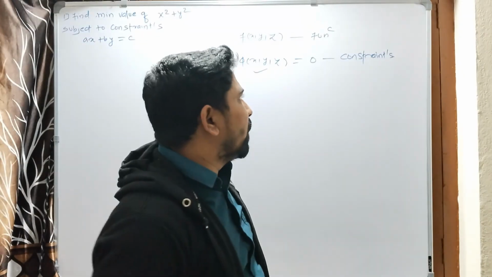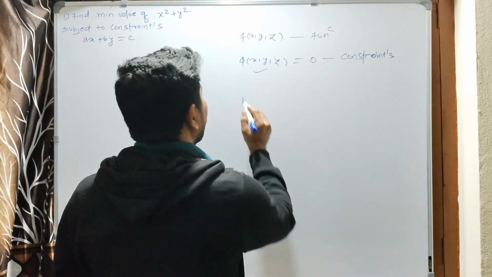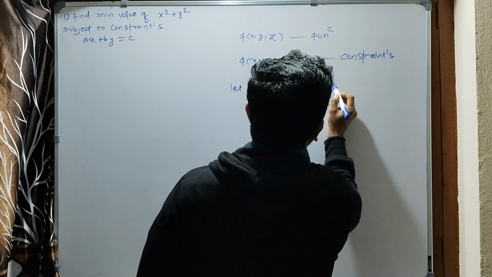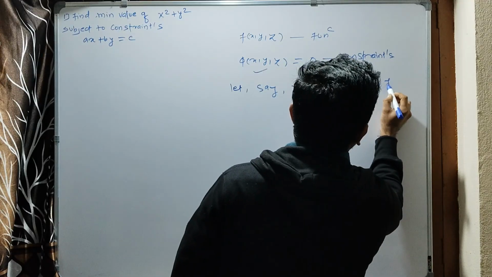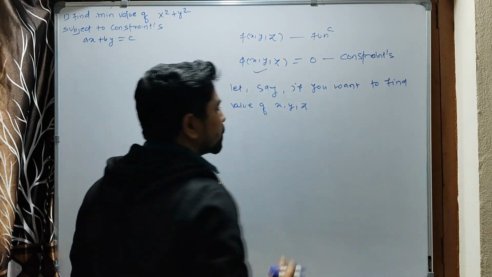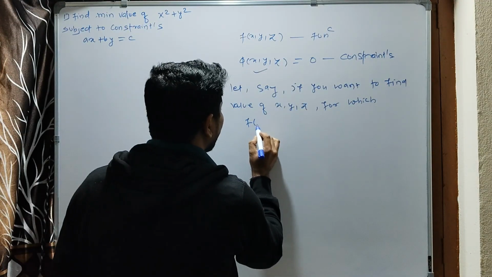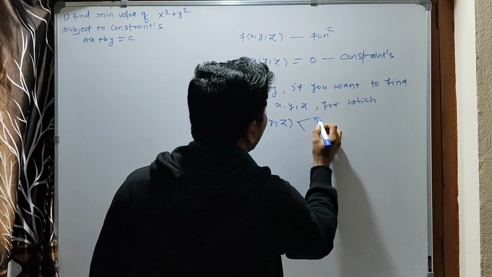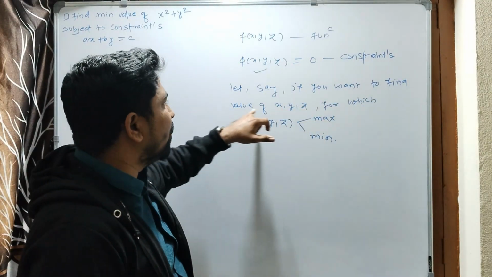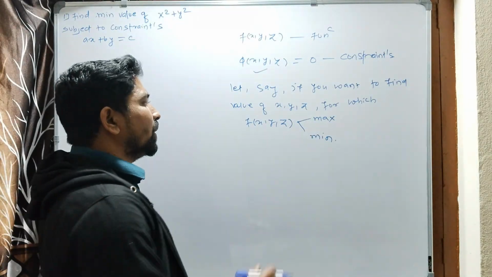If I want to find the value of x, y, z for which my function f of x, y, z is either maximum or minimum, then for that purpose we need to create one auxiliary equation with the help of f of x, y, z and phi of x, y, z.